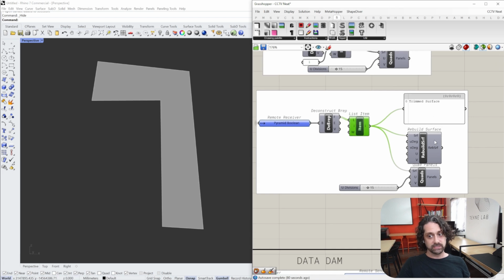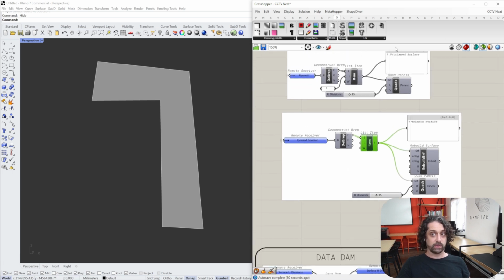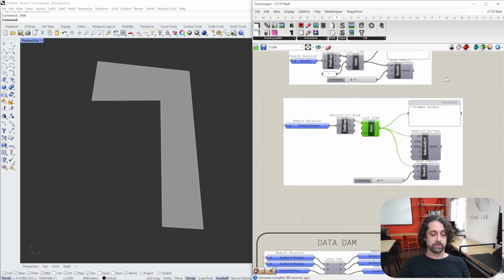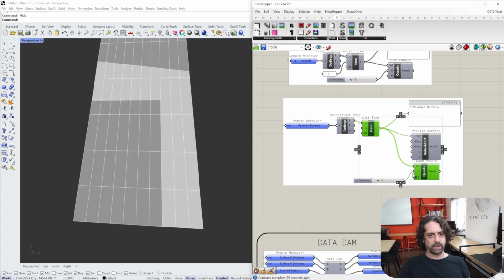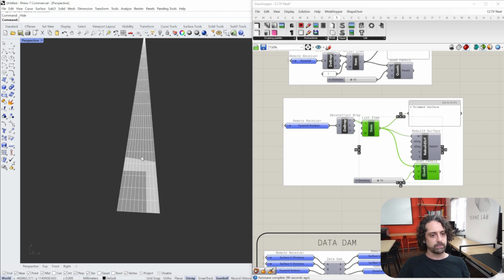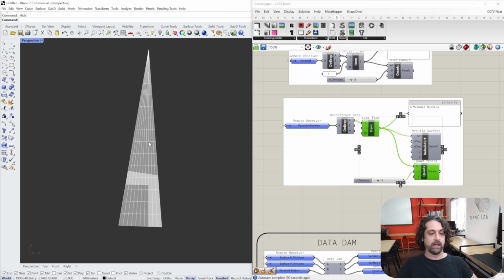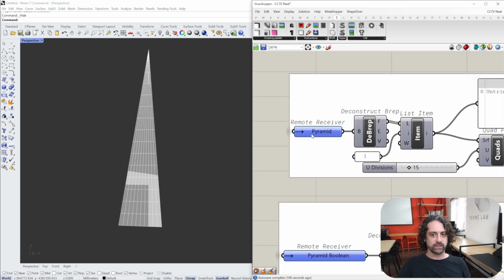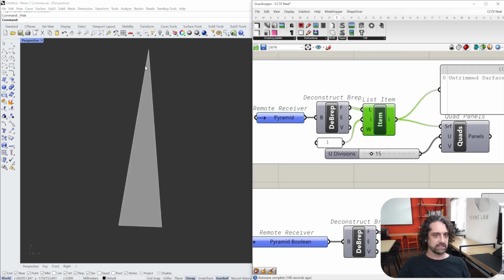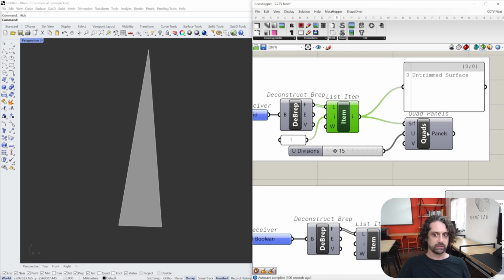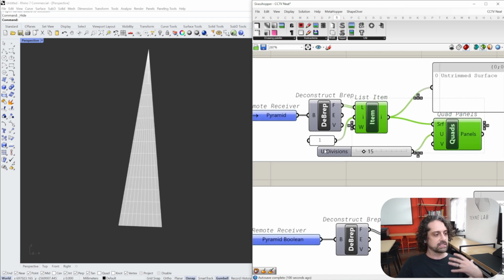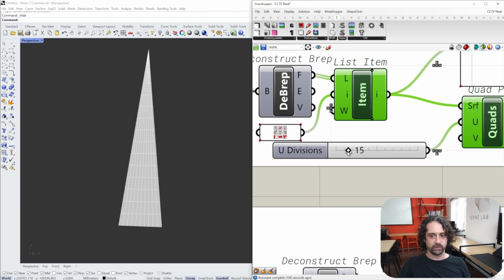But what happens, and I'll explain this by explaining what untrimmed surfaces are, is that when we actually try and panel this, it reverts back to the original surface that this was taken from, the untrimmed surface. So if I take my pyramid, I'm just going to find that surface, and again, we can quad panel this. This makes sense. We have 15 divisions in the U, 15 divisions in the V.